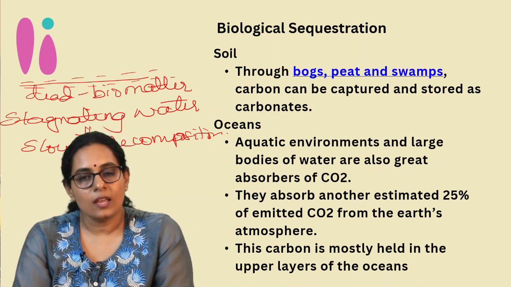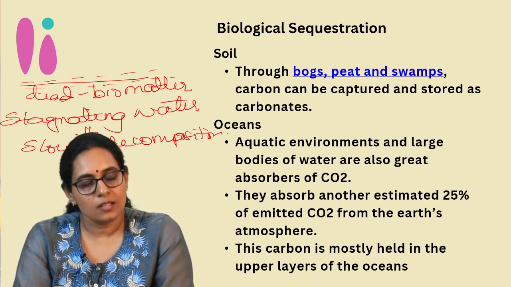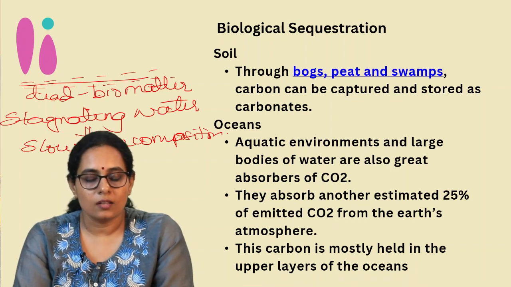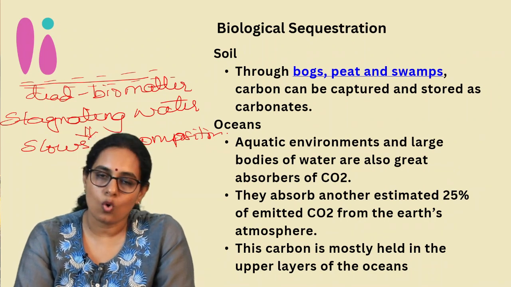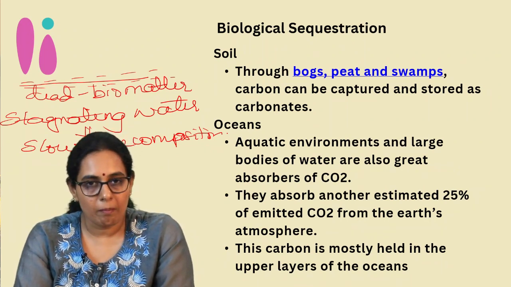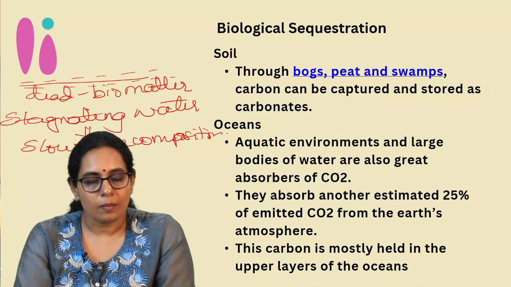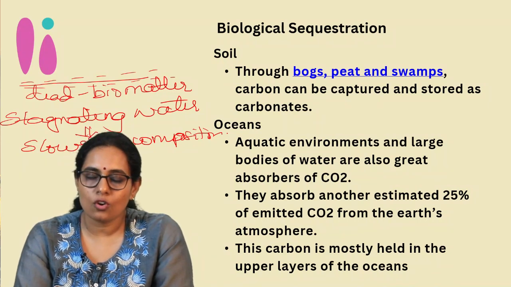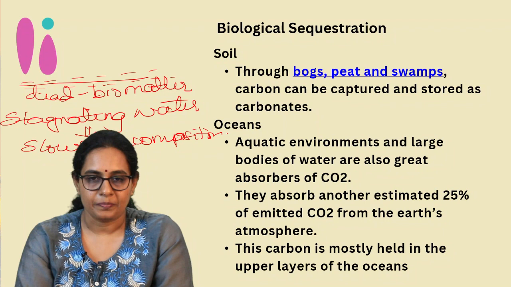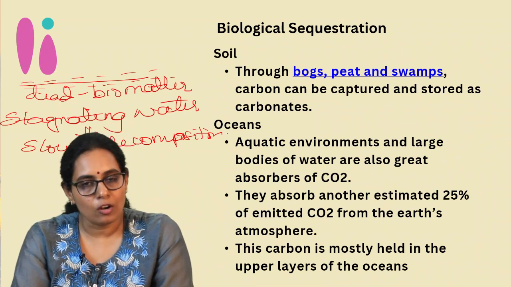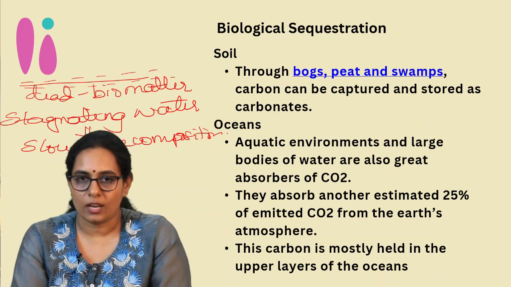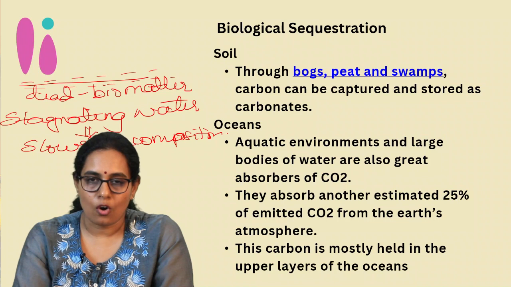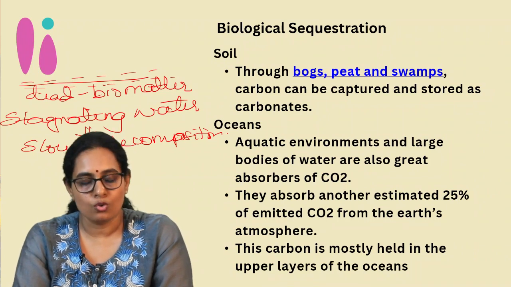The places in the soil where you can find this type of carbon sequestration are the bogs, peat and swamps, which have stagnating water. Peat, you should remember, is the first stage of formation of coal. So this is another method of biological sequestration. One is growth of forests. The second one is the soil. The third biological method of carbon sequestration is the oceans.